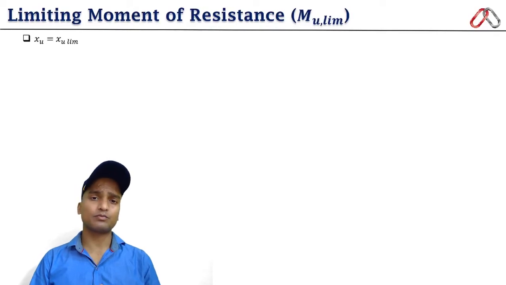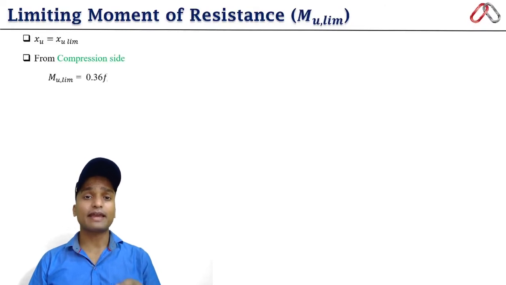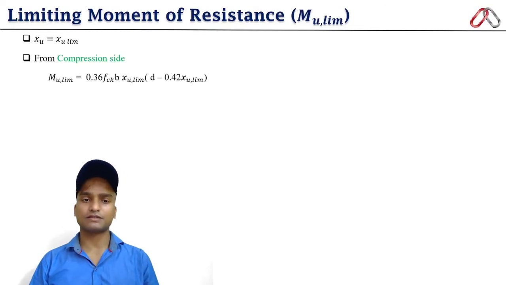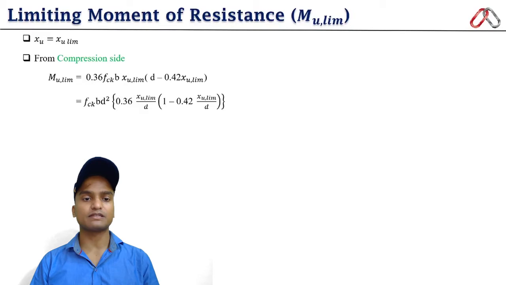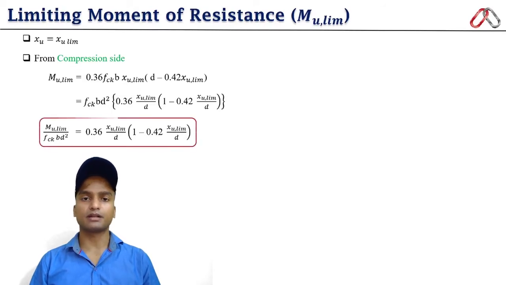We just have to multiply the compressive force with the lever arm, but here we have to use the value of Xu limiting in place of Xu. And after putting all these values, we arrive at the formula Mu limiting by fck b d square is equal to 0.36 Xu limiting by d into 1 minus 0.42 Xu limiting by d.